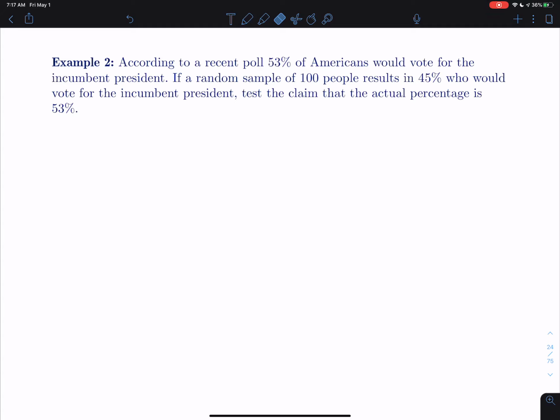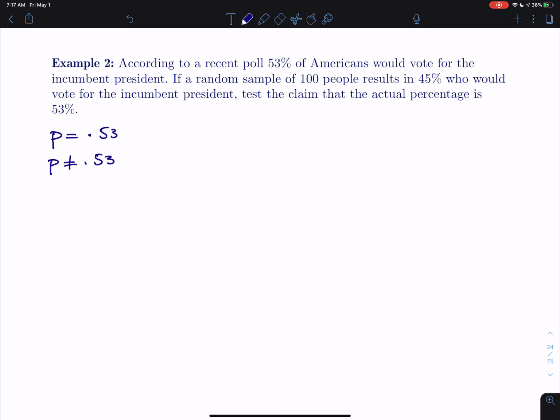So we'll start with writing the belief, which is the fact that the Americans voted for the incumbent president. The percentage is about 53%. So my P is here 53%. That's the belief. In this case, we want to see if that claim is valid or not. So the counterclaim for that will be not equal to 0.53. So we have the claim, which is the actual percentage of the people that voted for the president, 53%. And the counterclaim here will be P is not equal to 53%. The opposing statement. Very good.